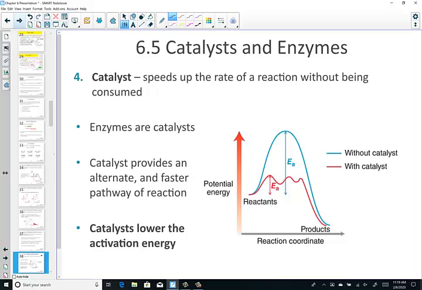The presence of a catalyst really just converts the pathway to involve a lower activation energy. Enzymes are examples of nature's catalysts. Catalysts lower activation energy without themselves being consumed. So they're placed in a reaction and brought back out unchanged at the end.